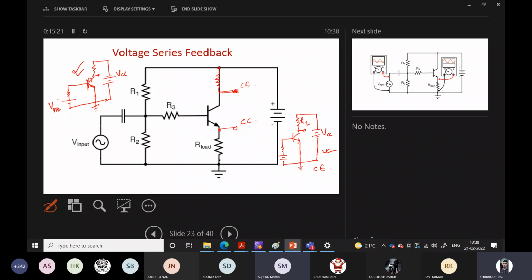Now you tell me. This is a common collector and this is common emitter. Now is it clear? Yes, sir. Now you tell me, what is the difference between these two? What is the difference with respect to this circuit and this circuit?